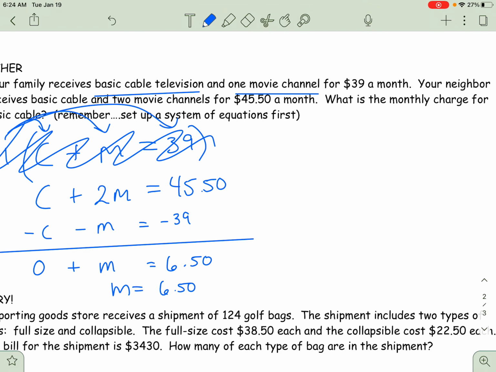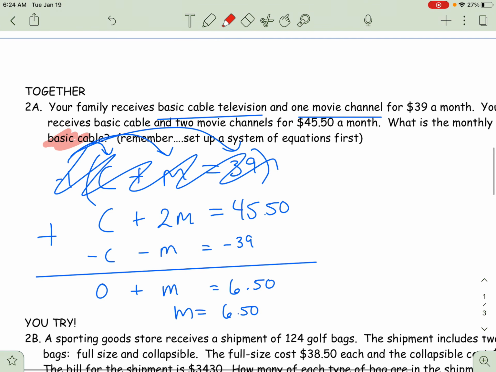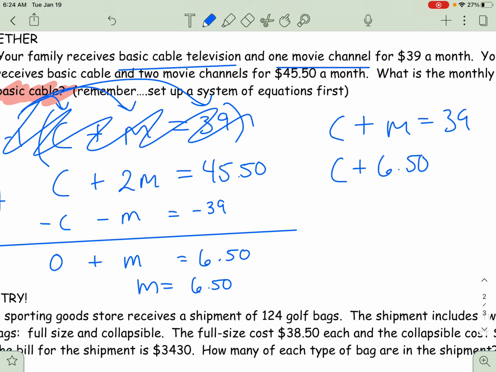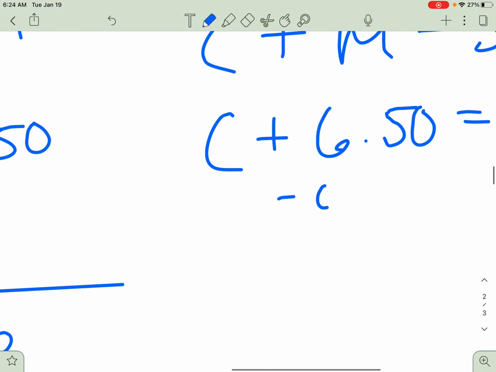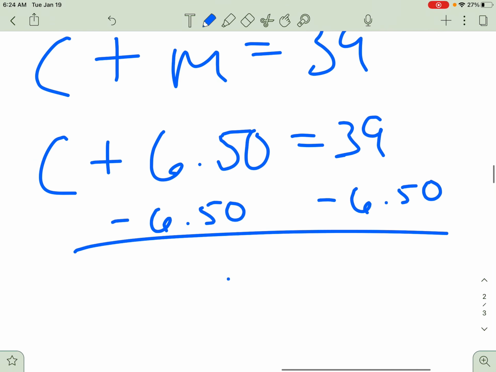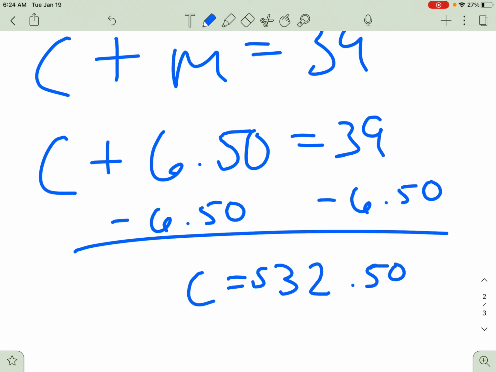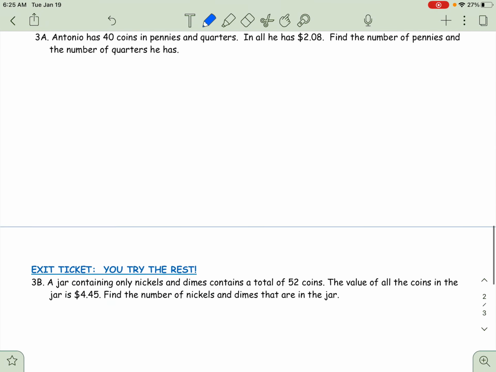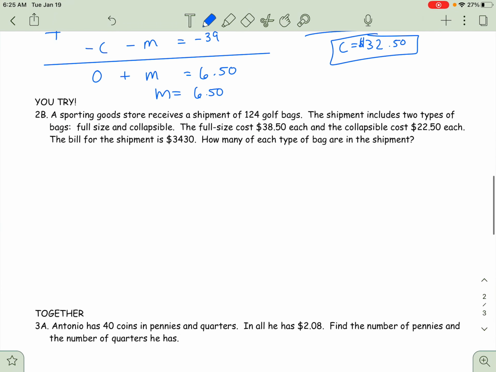Okay, so how much is basic cable? That's what it wants to know. Not your movie, right? So we want to know how much is C. Okay, well if m is 6.50, let's see, we had C plus m equals 39. So if m is 6.50, now we subtract that 6.50, and you get that C is $32.50 per month. That's your basic cable. That's what they want. Okay, you go ahead and try 2B, and then pause the video and come back to it when you're done.